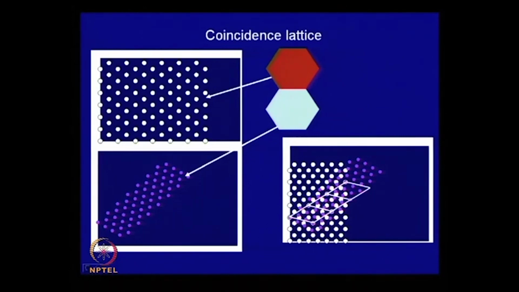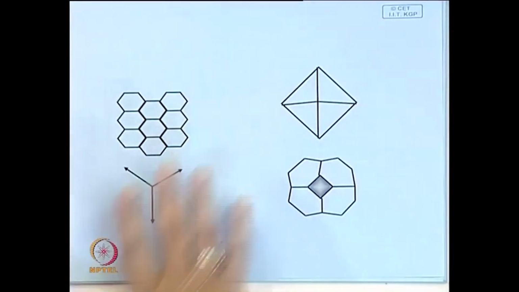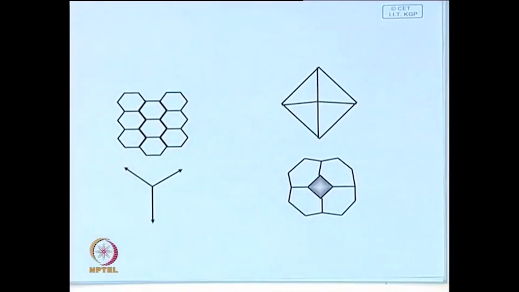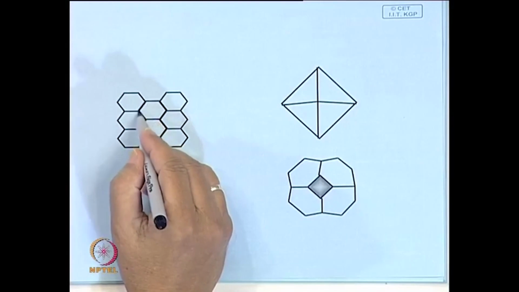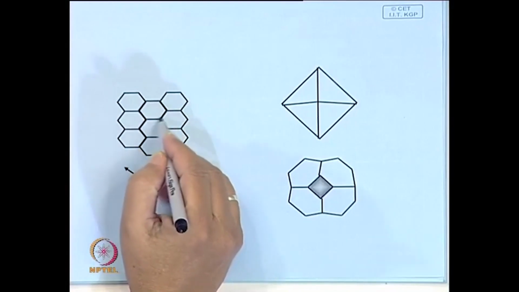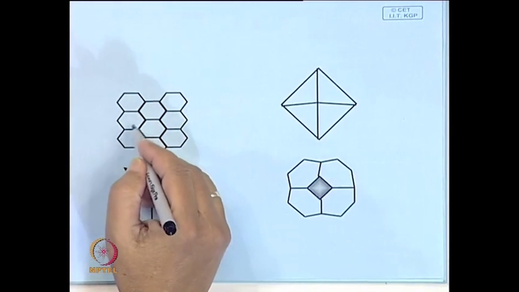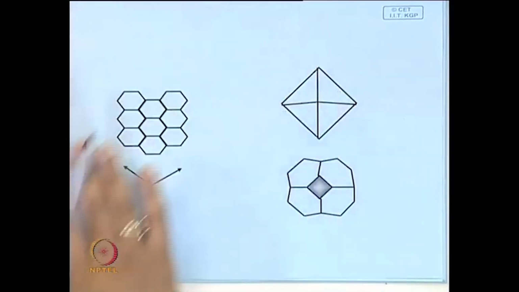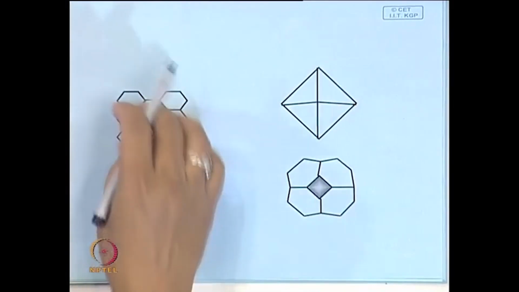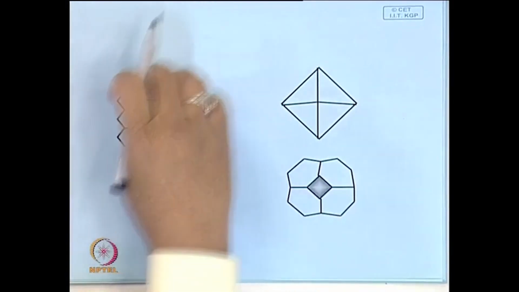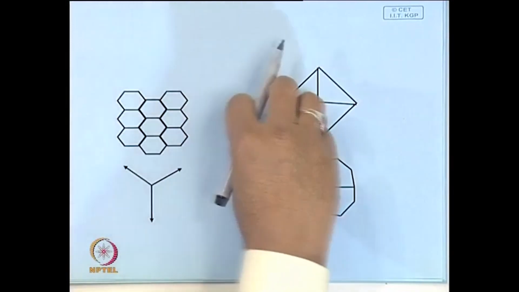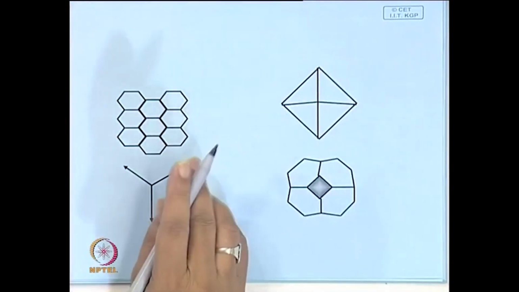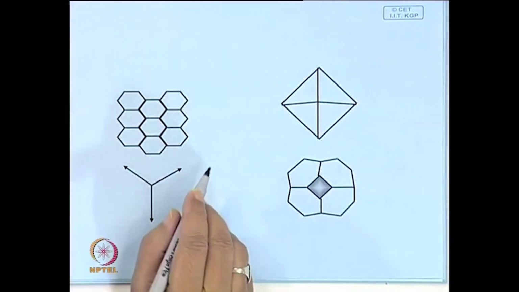Now, let us look at a 2D structure, a 2-dimensional grain structure. Suppose we draw like this, say a hexagonal grain. By constructing this hexagon, you can fill up the space. Now, the point is, you can fill up the space by arranging squares also, but that will not represent a proper microstructure.